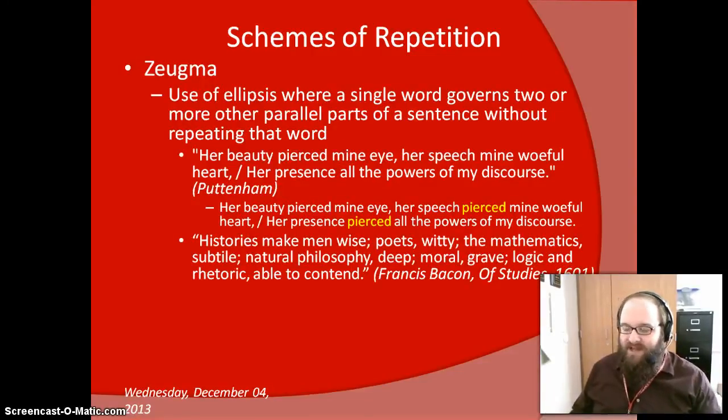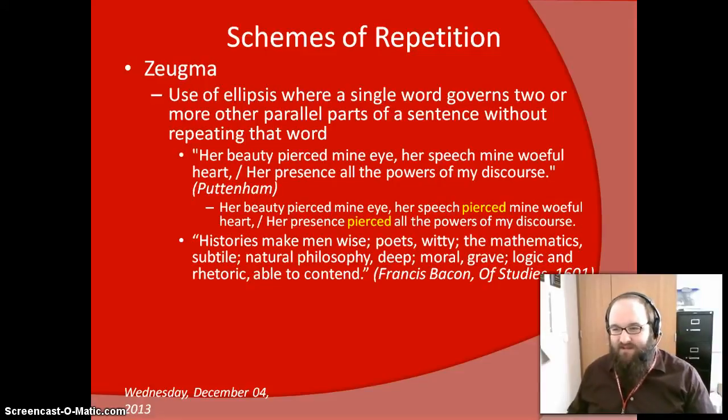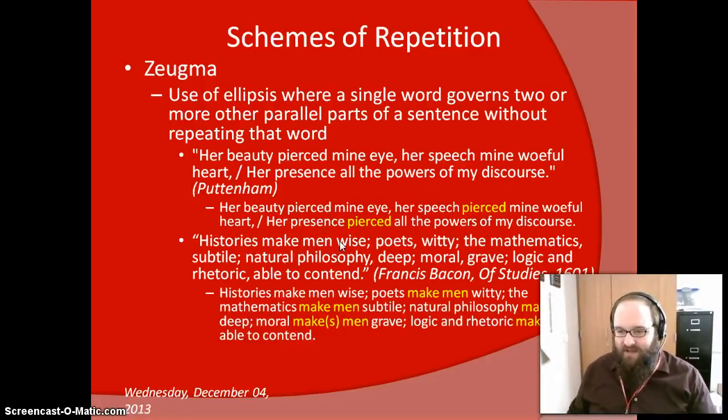Histories make men wise, poets witty, the mathematics subtle, natural philosophy deep, moral grave, logic and rhetoric able to contend. Now this sentence is filled with all kinds of words that are left out, but it's because it's the same word that's left out over and over again. It's this verb phrase, make men or makes men. Here's what it would sound like if I filled it in.